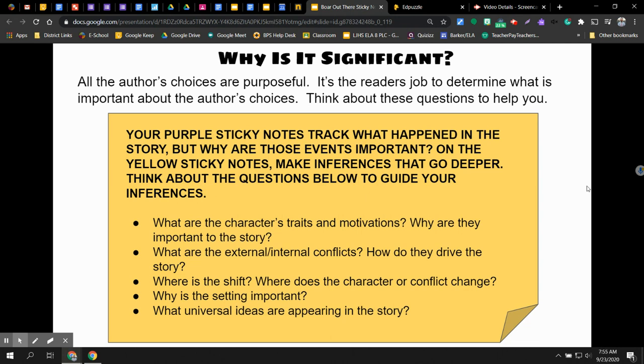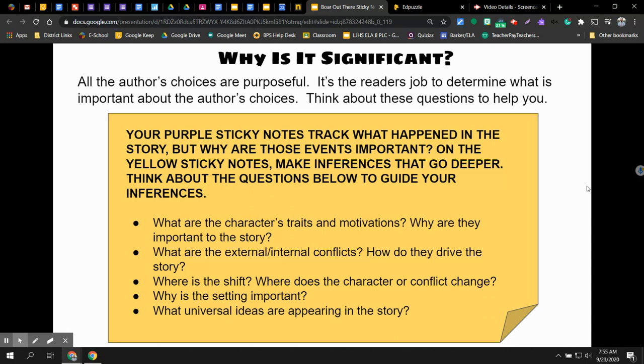Then you're going to go back through each slide of the story and you're going to fill out your yellow sticky notes. And the yellow sticky notes are going to be the analysis sticky notes. That's where you're going to really dig into what is actually happening, kind of, behind the curtain. You're really going to go deep as far as making inferences, looking at things like characterization and character motivation. What are the conflicts and how are those conflicts affecting the characters?